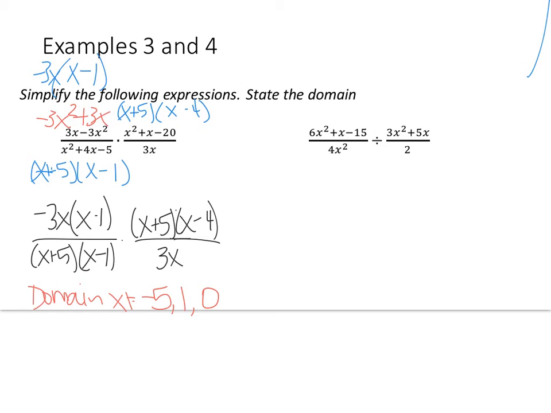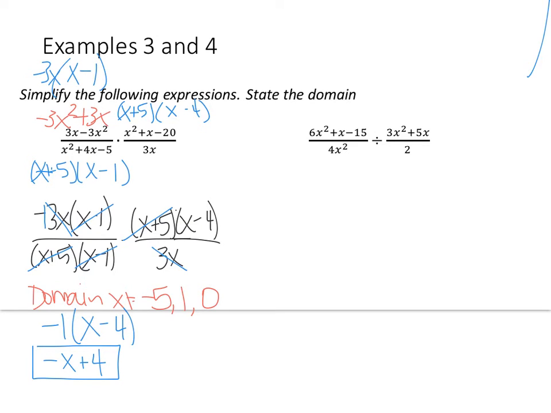Now I can cancel out what I have in common, so the x plus 5s will go, the x minus 1s will go, and I also see I have a negative 3x on top and a positive 3x on bottom. So the 3x's will actually leave and leave me with a negative 1. So I have negative 1, x minus 4 are my only things left. I can either keep it that way, or you can distribute the negative 1 in to get negative x plus 4. Either answer would be acceptable.